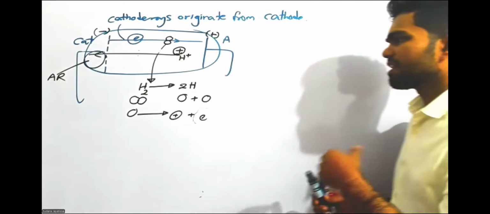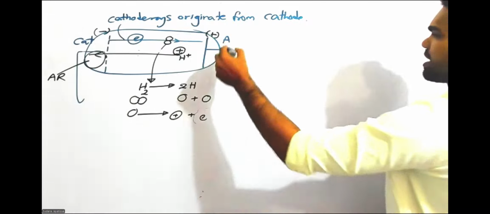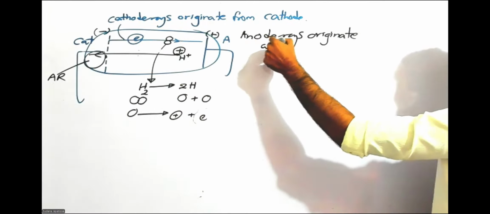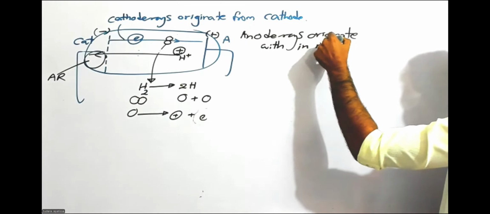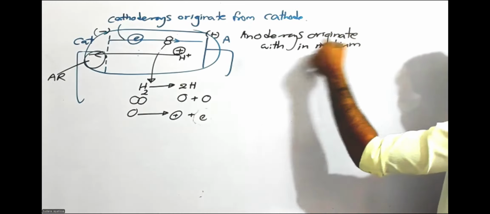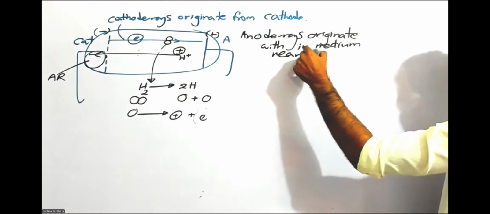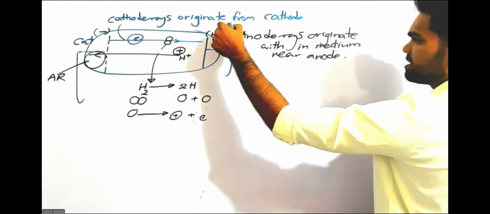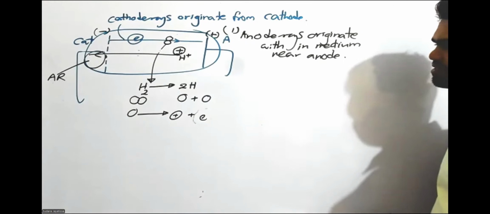So you can write in front of this: anode rays originate within the medium near the anode. Understand? That is the point you have to write for the first one. The first one is incorrect.